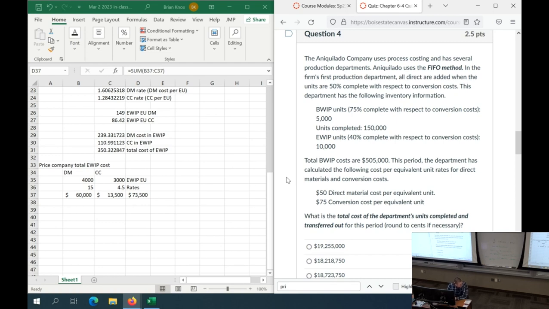What if direct materials aren't added till 50%, but neither are 50%? Would it still be units started? No, only when all direct materials... The real rule is when direct materials are 100% complete, and they're always 100% complete when they're added at the very beginning of the process. And if they're both past the threshold, then they're 100% complete.